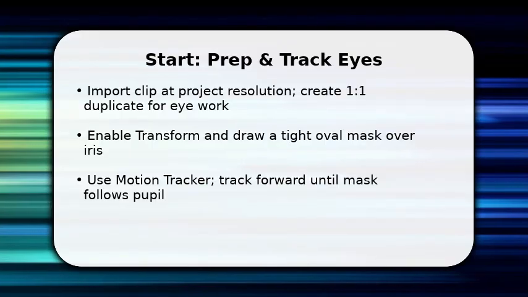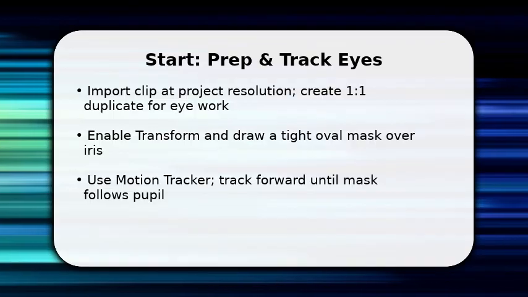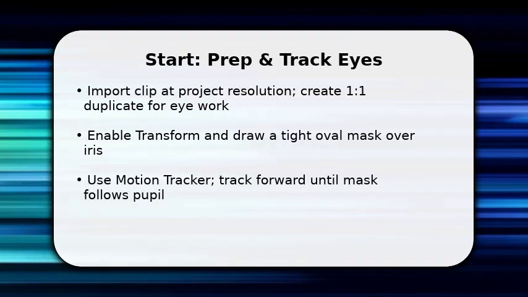You begin by isolating the eye quickly. Import your clip at full project resolution and duplicate the layer to preserve the original. Draw a tight oval mask around the iris with the Draw Mask tool and set feather low so edges stay crisp. Once done, switch to the tracker and choose the mask as the tracking target.